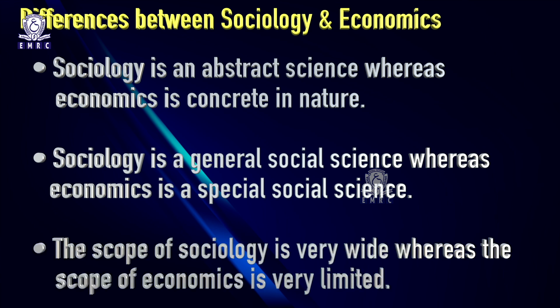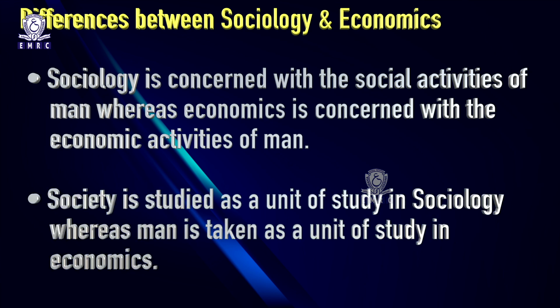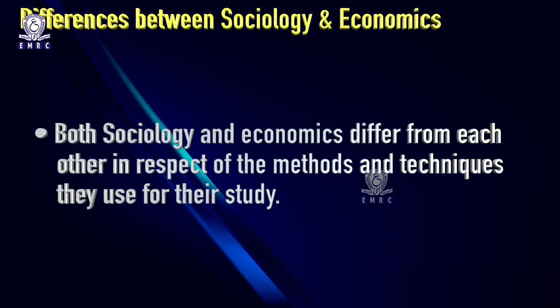The scope of sociology is very wide, whereas the scope of economics is very limited. Sociology is concerned with the social activities of man, whereas economics is concerned with the economic activities of man. Society is studied as a unit of study in sociology, whereas man is taken as a unit of study in economics. Both sociology and economics differ from each other in respect of the methods and techniques they use for their study.